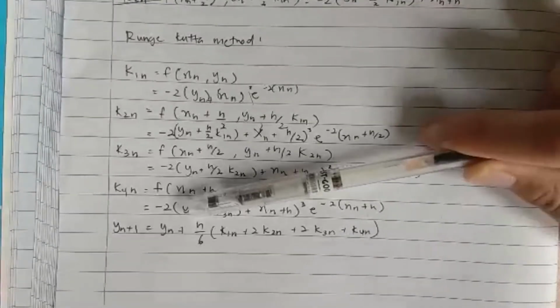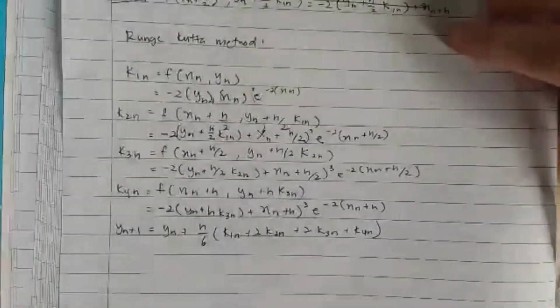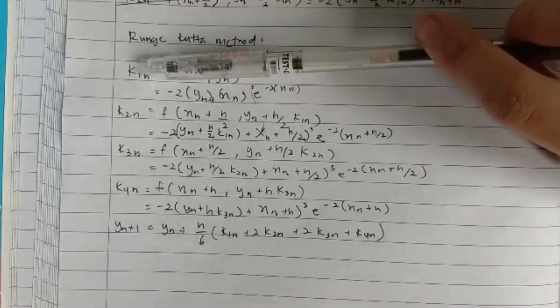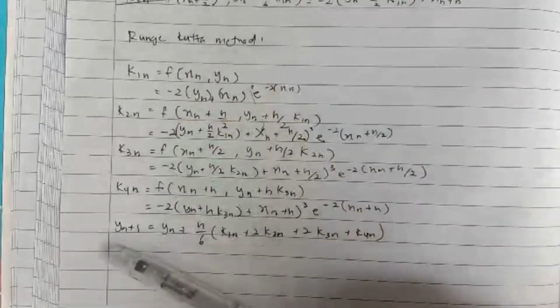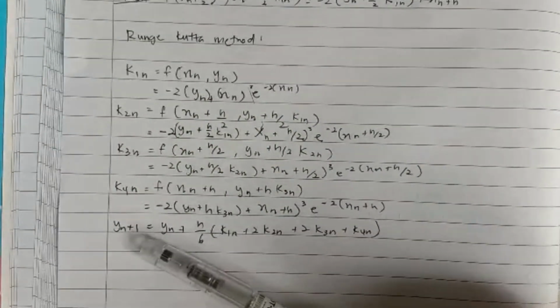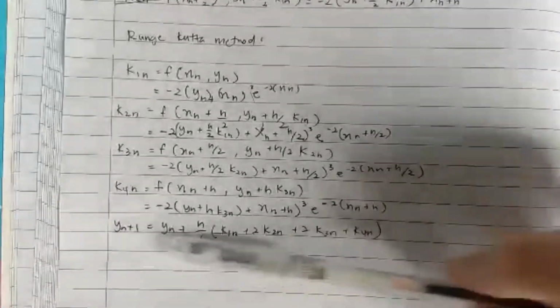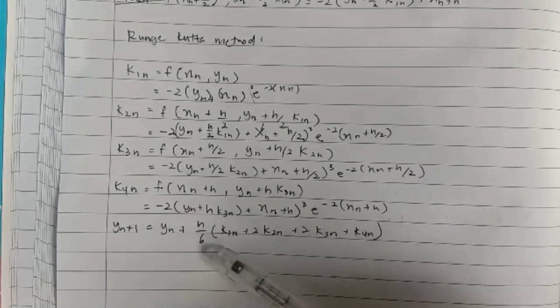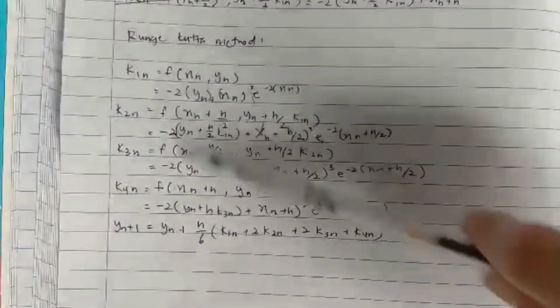The n also has to have a value. For example, we use x naught and y naught, so the values here are going to be 0 and 0, and this one is going to be the value of y1. And then the final one to get the y value is equal to yn plus h over 6 times all the k that we have calculated here.